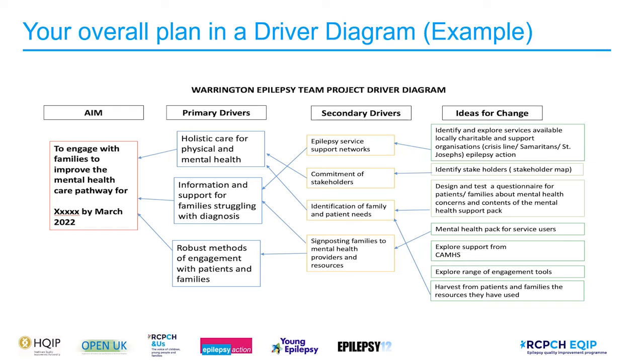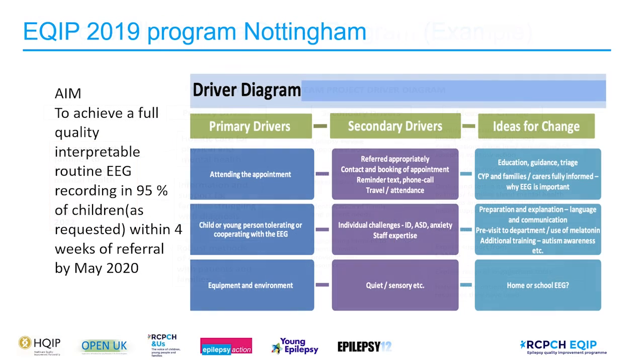Here's another one from the EQIP 2019 programme where they were looking at EEGs in 95% of children, and they wanted to do that by May. Again, the key primary drivers are there, the secondary drivers are there, and the key ideas for change. So have a go at putting your project on a driver diagram. It really is an easy way for you to communicate with everybody in the system that you're working with to make these improvements happen.